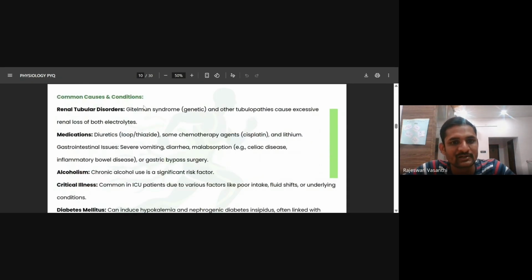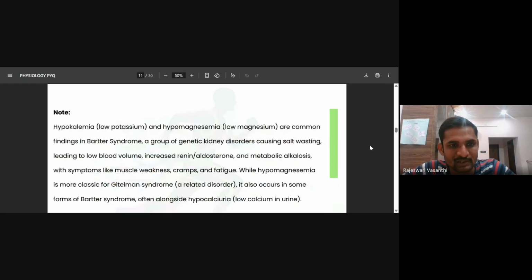So these are the common causes, the conditions causing hypokalemia. Renal tubular disorders, we have Gitelman syndrome and Bartter syndrome, diuretic overusage, chemotherapeutic drugs, severe vomiting, diarrhea, malabsorption, chronic alcoholism, critical patients in ICU, diabetes mellitus, diabetes insipidus, all will result in hypokalemia.